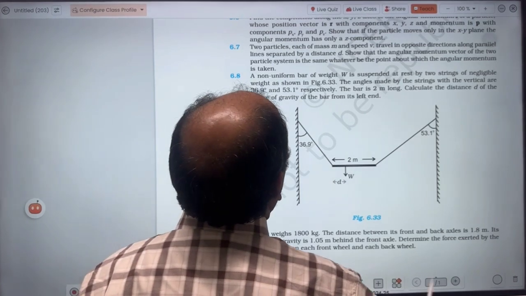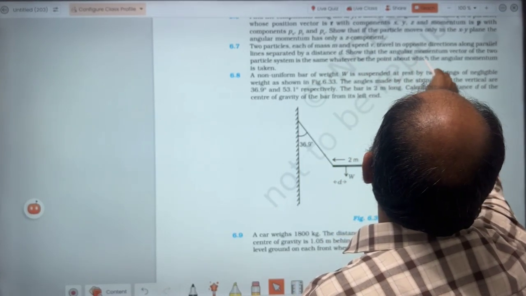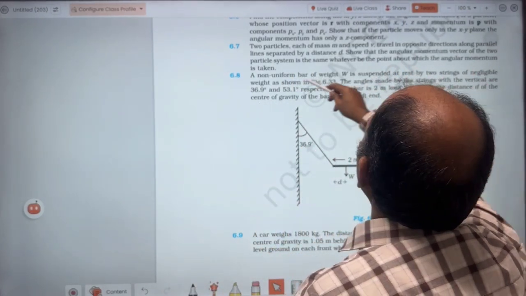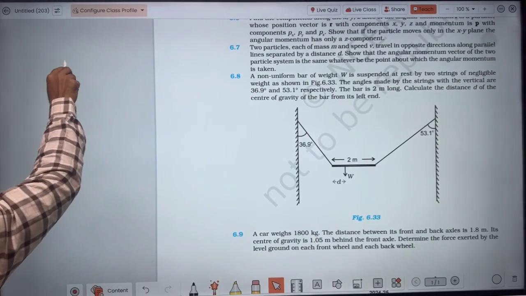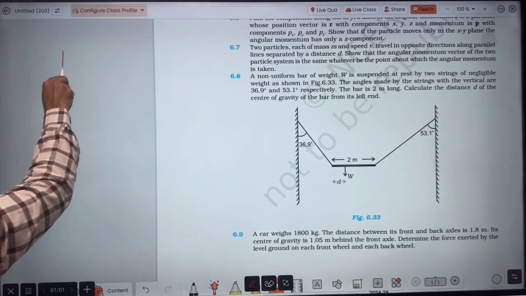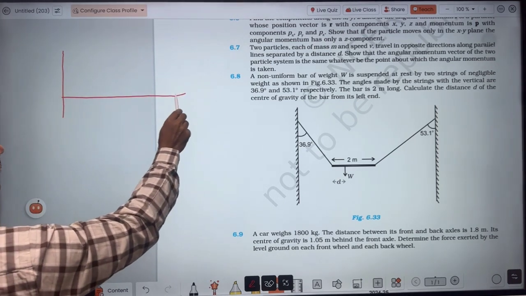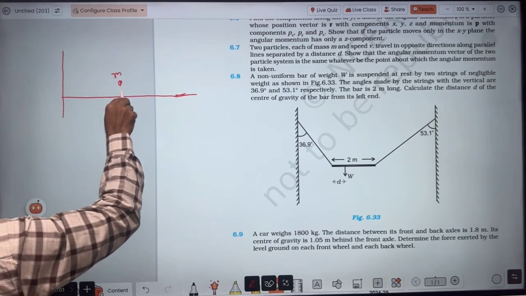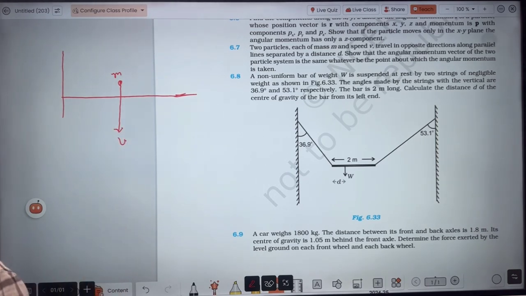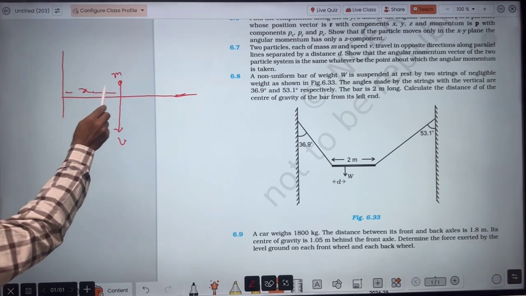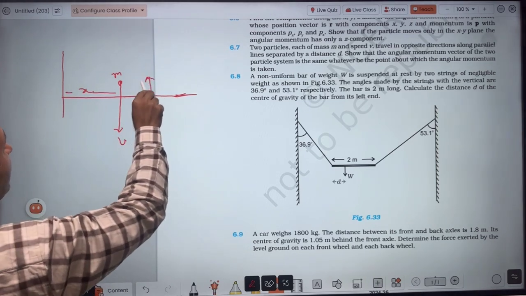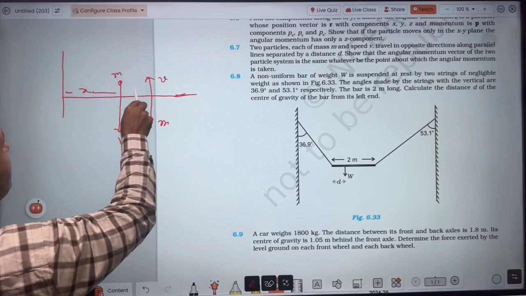Two particles each of mass m and speed v travel in opposite directions along parallel lines separated by a distance d. Show that the angular momentum vector of the two particle system is the same whatever be the point about which the angular momentum is taken. So consider this is the x-axis and here there is one particle of mass m. Its velocity is v in the downward direction and its distance is x from the origin. There is another particle here of the same mass, but it's moving in the opposite direction with velocity v, and say this separation is d.